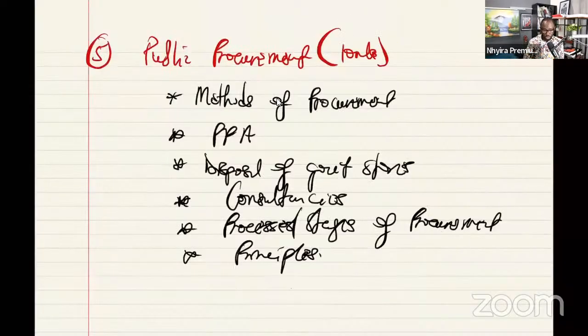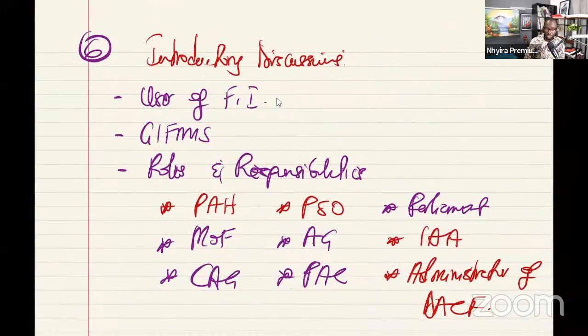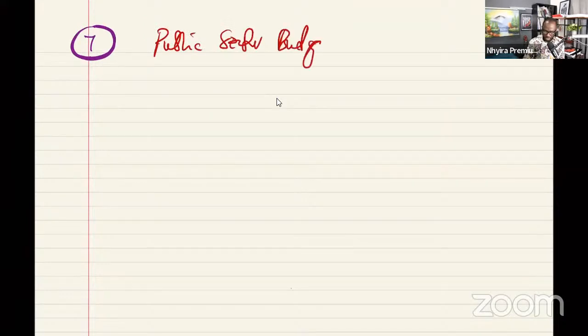Then public procurement, a number of things that we have to pay attention to. And then number six, some introductory discussions. With all these in mind, we bring home to number 7, and that is going to be public sector budgeting. Again, this is a huge area that the examiner may or may not share any thoughts on. It hasn't been an exciting area for the examiner so far, but it's a huge area in the syllabus that we must know about.